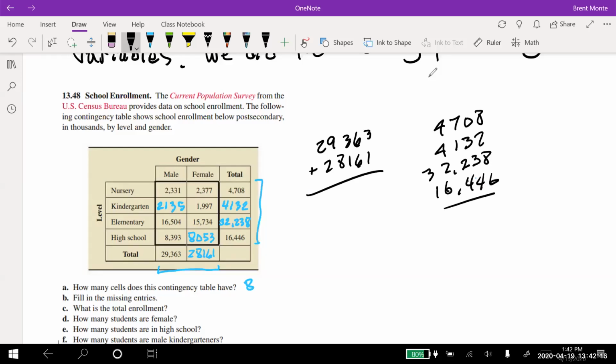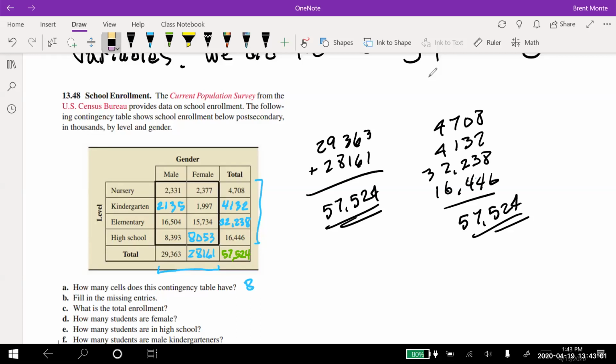So let's see, I've got the 28,161 in there already, plus 29,363. I get 57,524. And if I add those up, 4708 plus 4132 plus 32,238 plus 16,446, I get 57,524, and they match. So I've got the right answer. So I'm going to put that in. Let's put that in green. That's the grand total. 57,524.